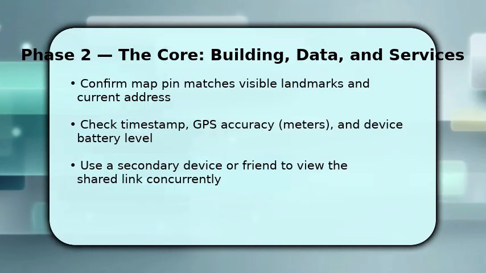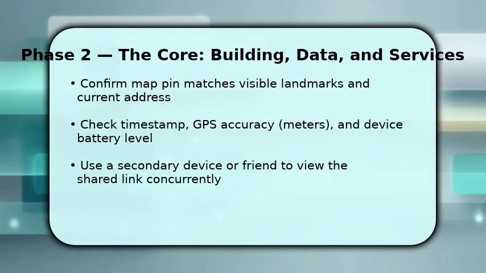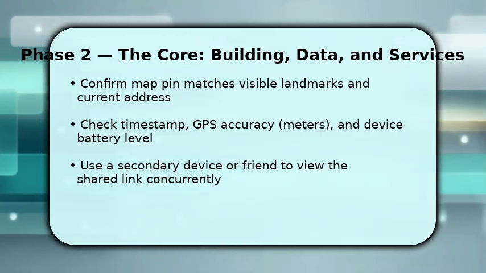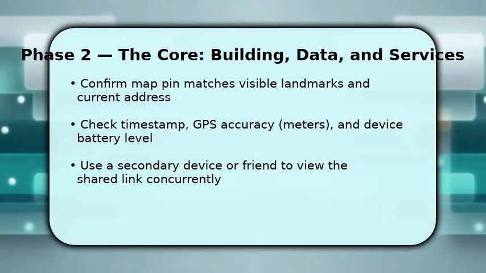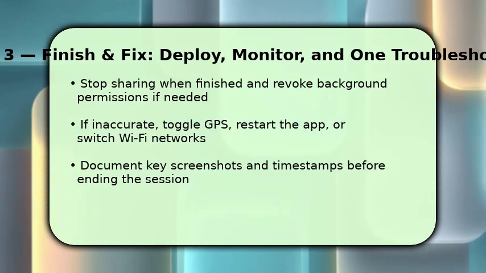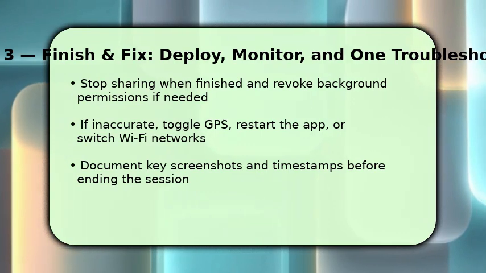Once done, open the same share link on a second device or ask a trusted person to view it simultaneously. That cross-check ensures the location updates correctly and reveals any lag or mismatch in real time. When your check is complete, stop sharing immediately, and if privacy matters, remove background location access.